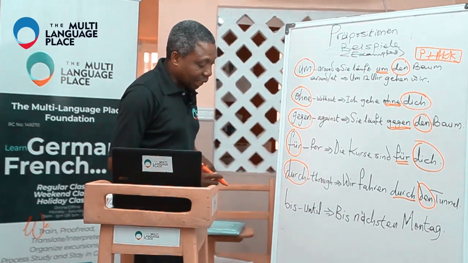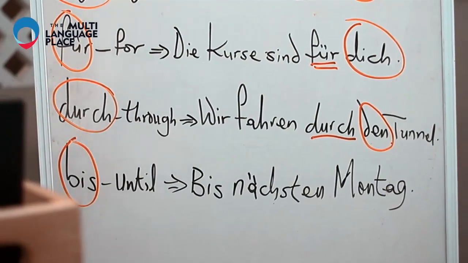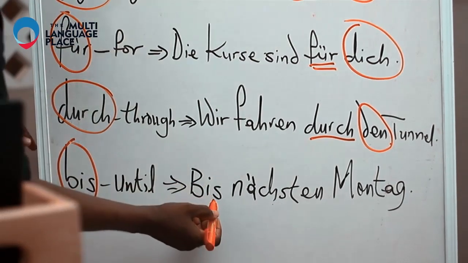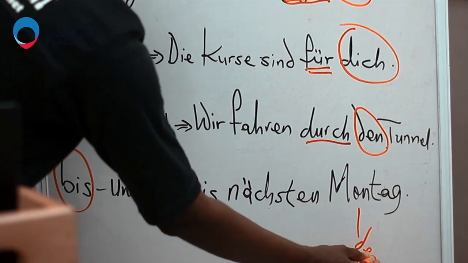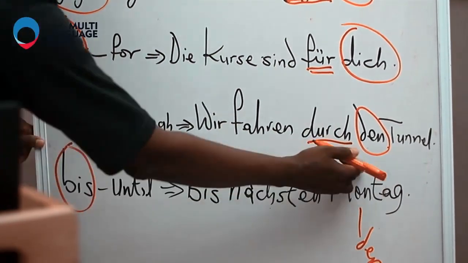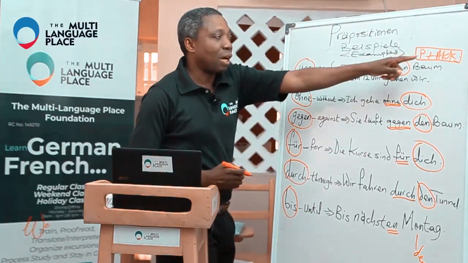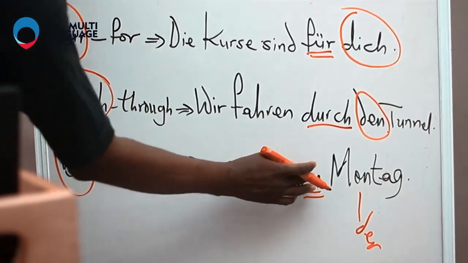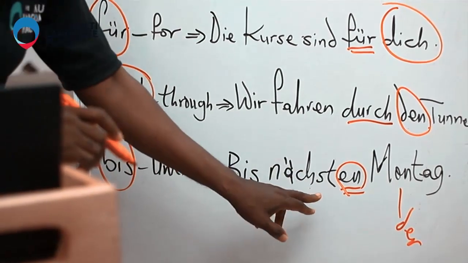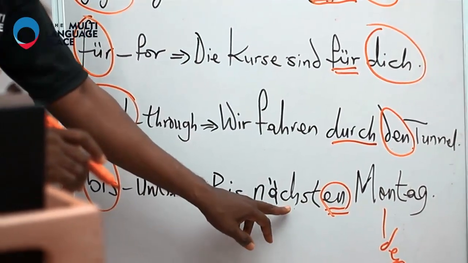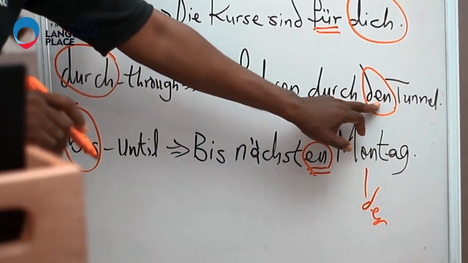And then we have the last one under accusative. That is bis, which means until. Bis nächsten Montag. Remember, Montag is der Montag. And then this one is qualifying Montag. And you see the ending? It has to reflect the accusative form, en, nächsten Montag. That's why we have the en here, bis nächsten Montag, and that means until next Monday. And then you see, because this is masculine, you see the en. This is masculine, you see the den.